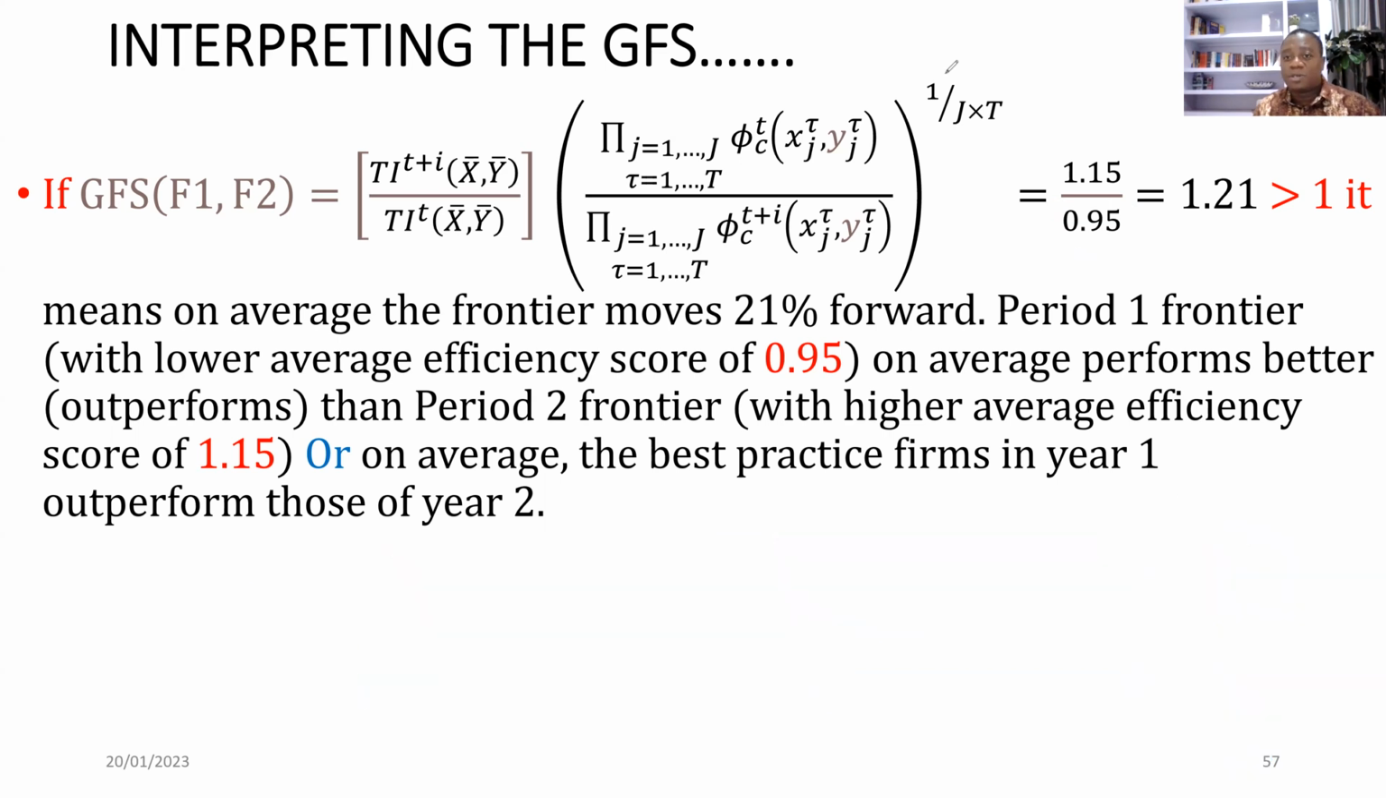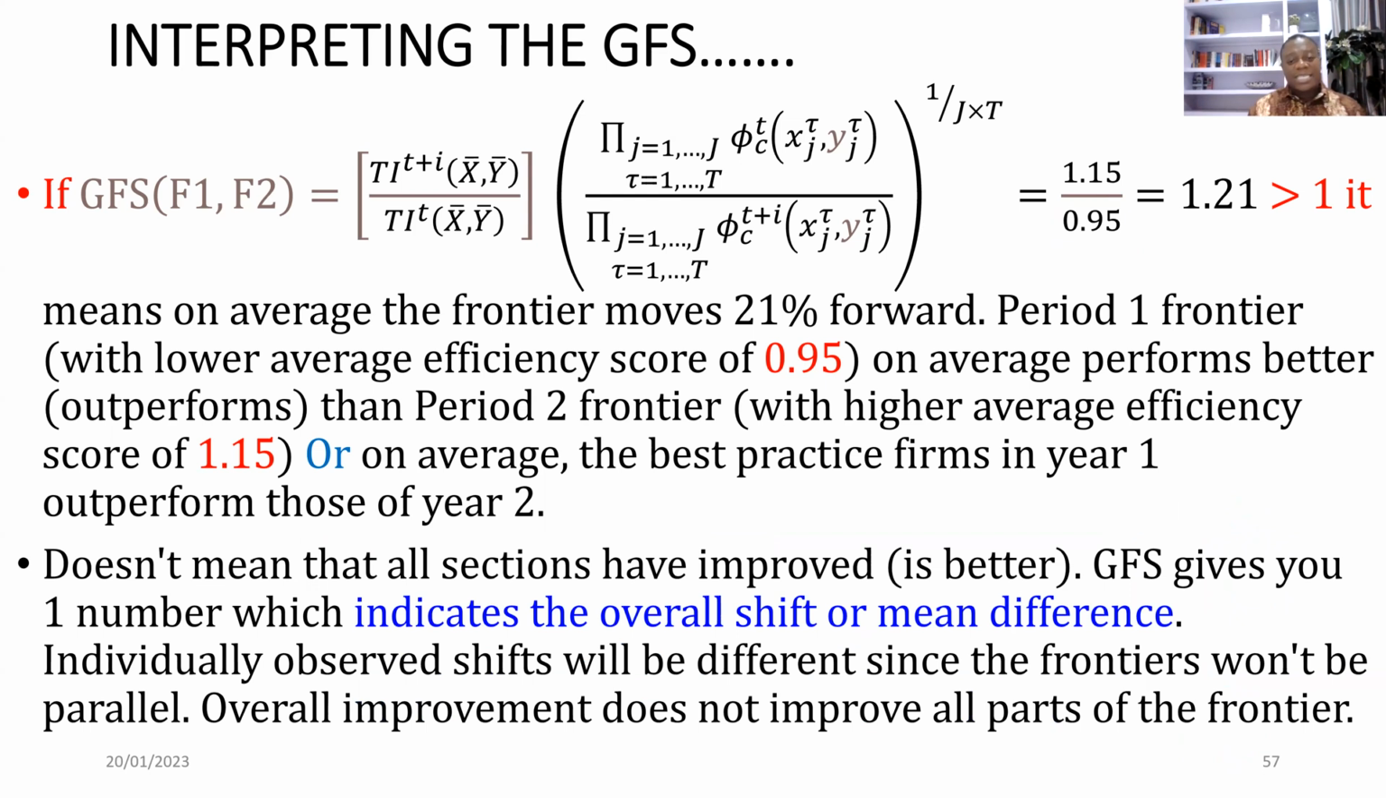All right, let me move on because of time. Here's the next point: it doesn't mean that all sections of the frontier are better or have improved. Let me show you a couple of examples. In some portions the frontiers are close to each other, and in others the gap between this frontier and this frontier is wide. So the score you are getting, the 21% movement, is an average movement.